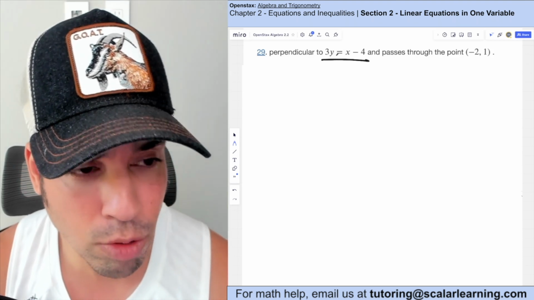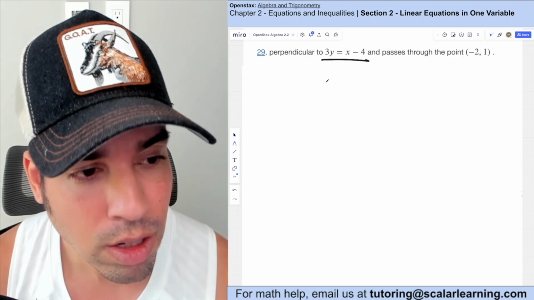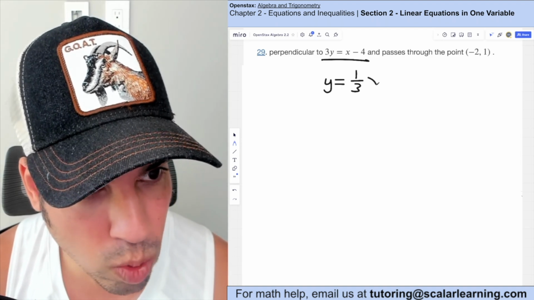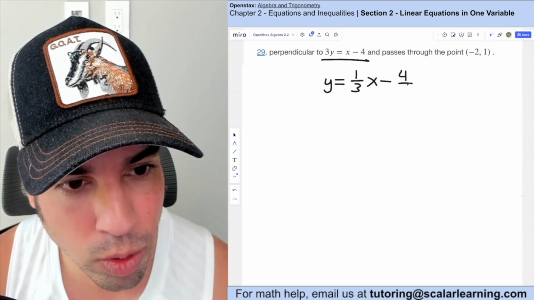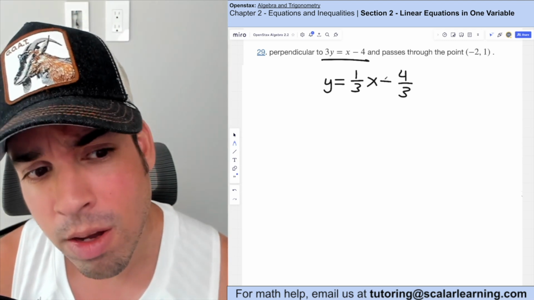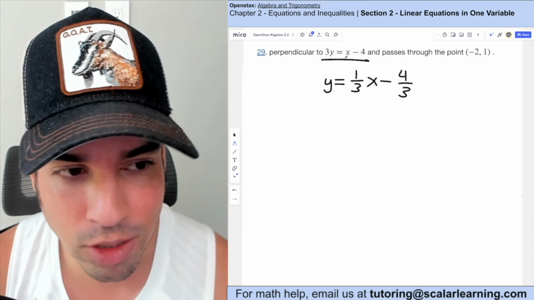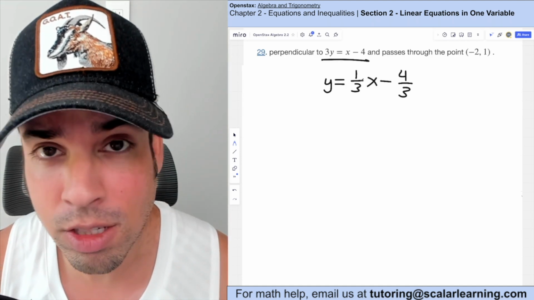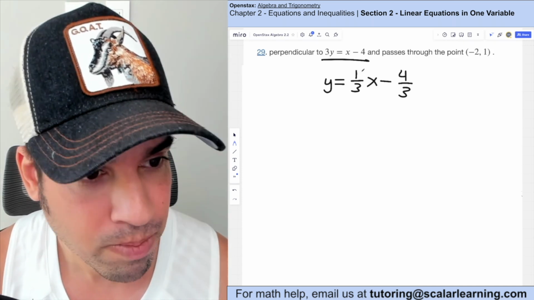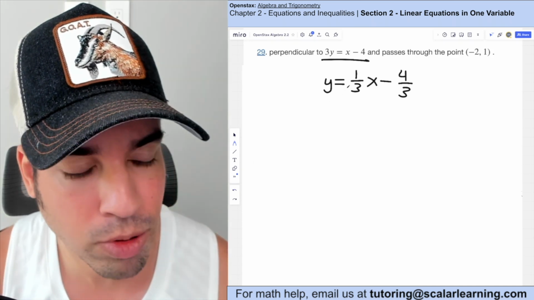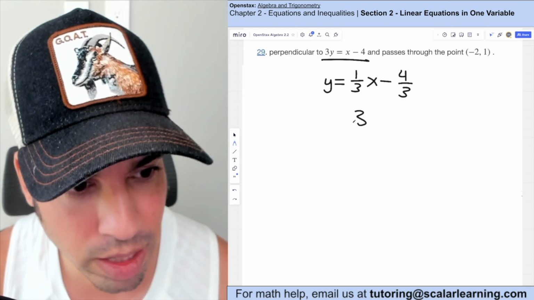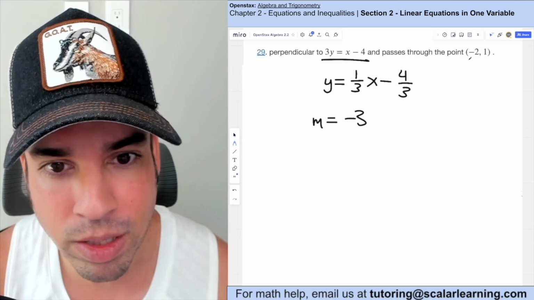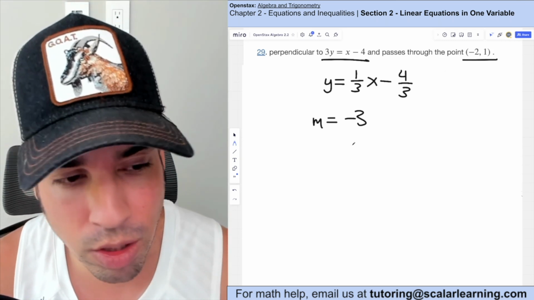So here it says we've got a line that is perpendicular to this line. First, I need to know what the slope is of this line. So I'm going to put it in slope-intercept form by dividing everything by 3. So that gives me 1/3 x minus 4/3. I don't really care about the y-intercept, but that's what this would now look like in slope-intercept form. So the important thing to note here is to get the slope of a perpendicular line, we take the opposite reciprocal of the slope. So the reciprocal of that is 3, opposite is negative. So the slope of our line is -3, and then we got passing through this point. So now we're going to go through point slope.